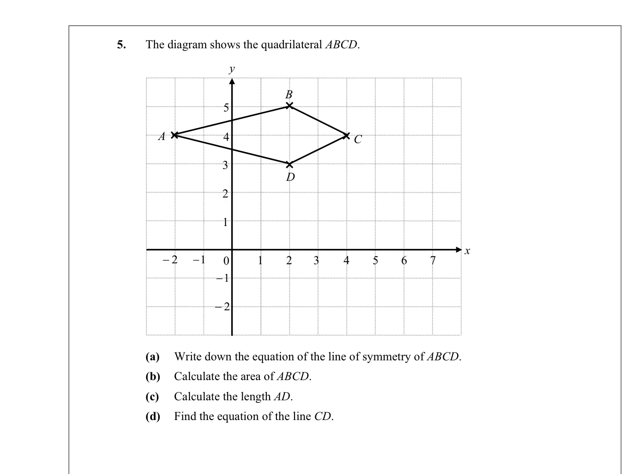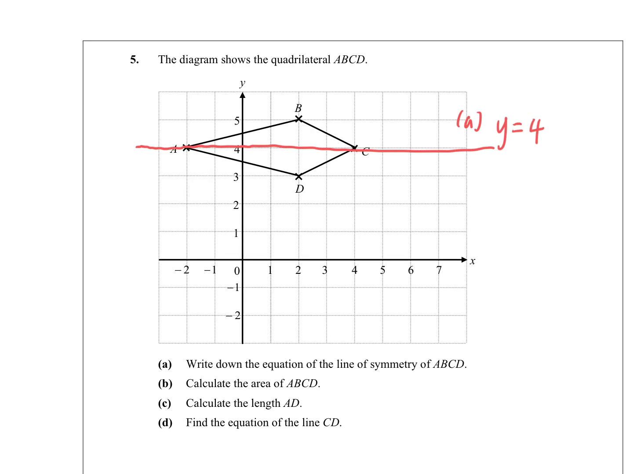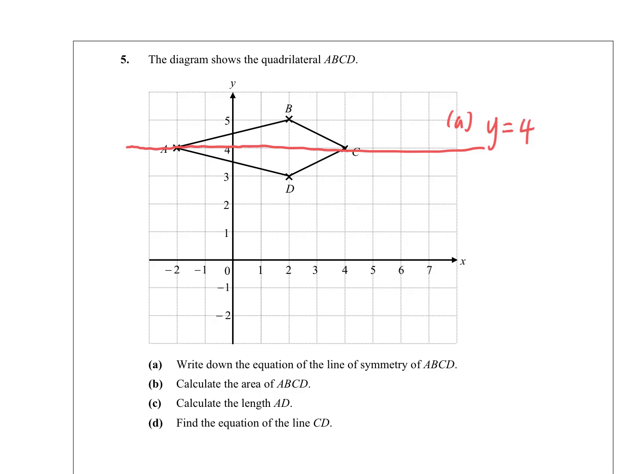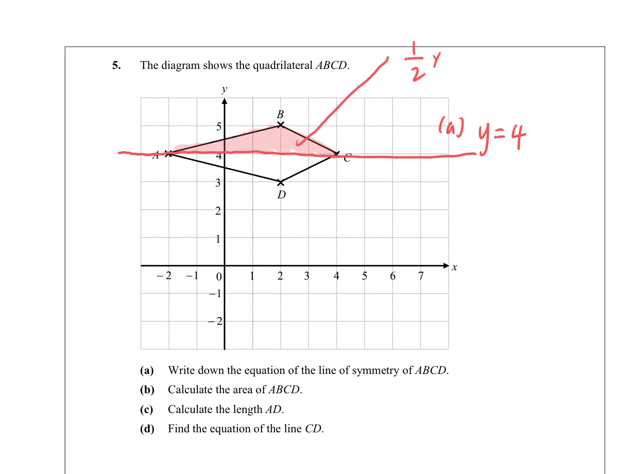Okay, this one. What is the equation of the line of symmetry of ABCD? So the equation of the line of symmetry is y equals 4. And I want to find the area of ABCD. So even if you don't know the kite formula, you can find the area of a triangle first. So go and find this half times the base.